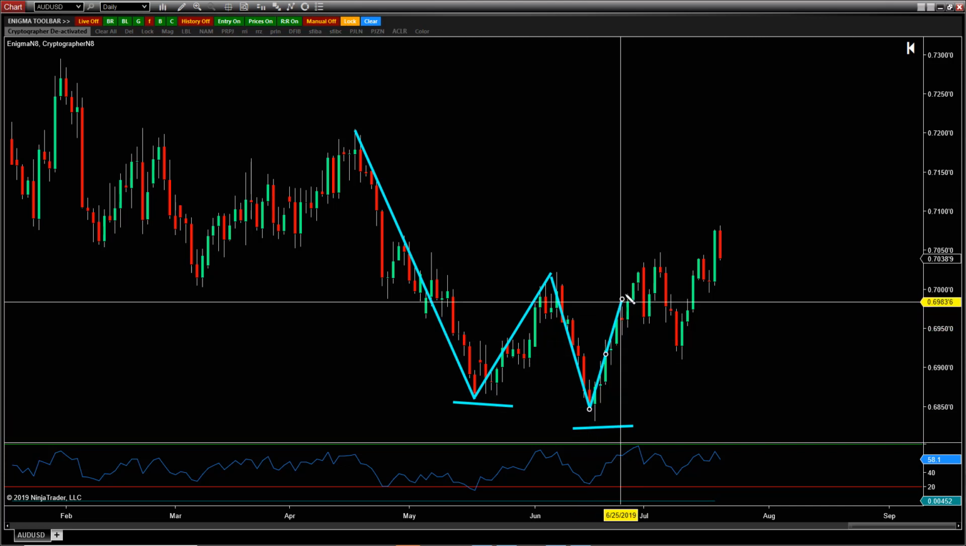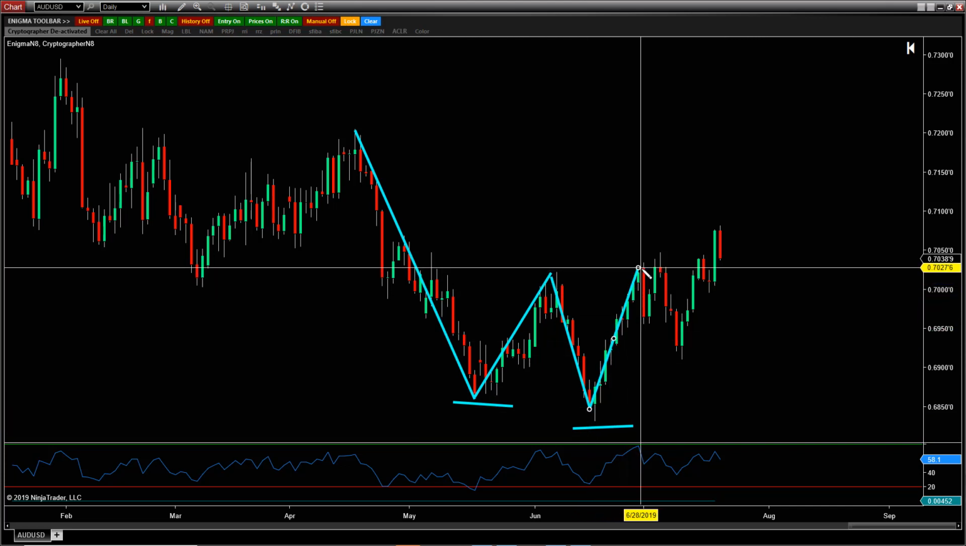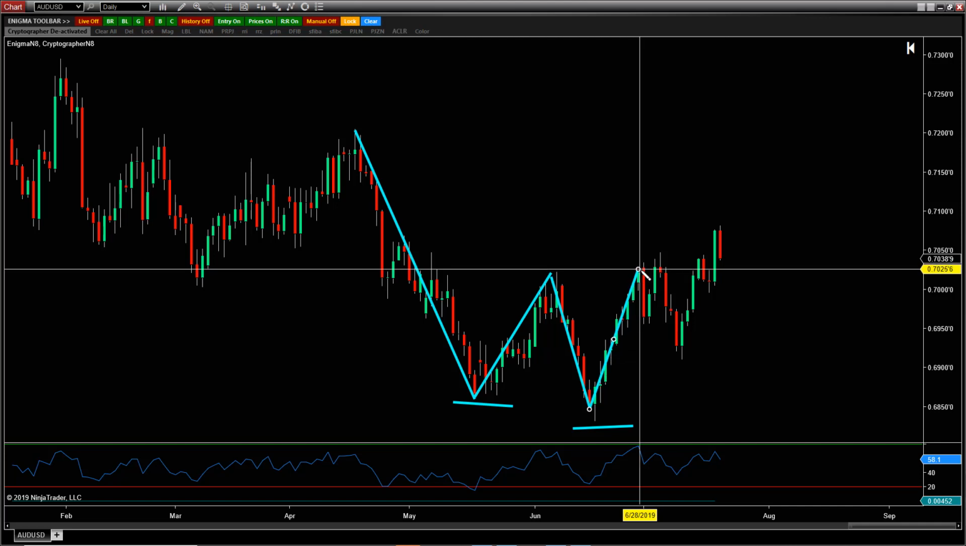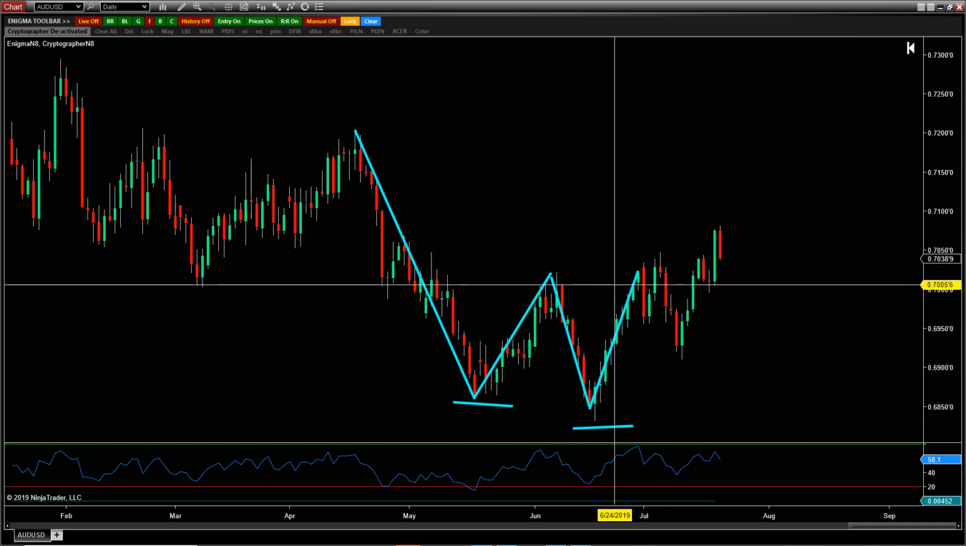Then we actually rallied back up. Hard to see here, but we actually did. We gapped past it. We rallied back up to retest our previous structure highs. So a very, very deep retracement, which we know is also a sign of a slowing trend.